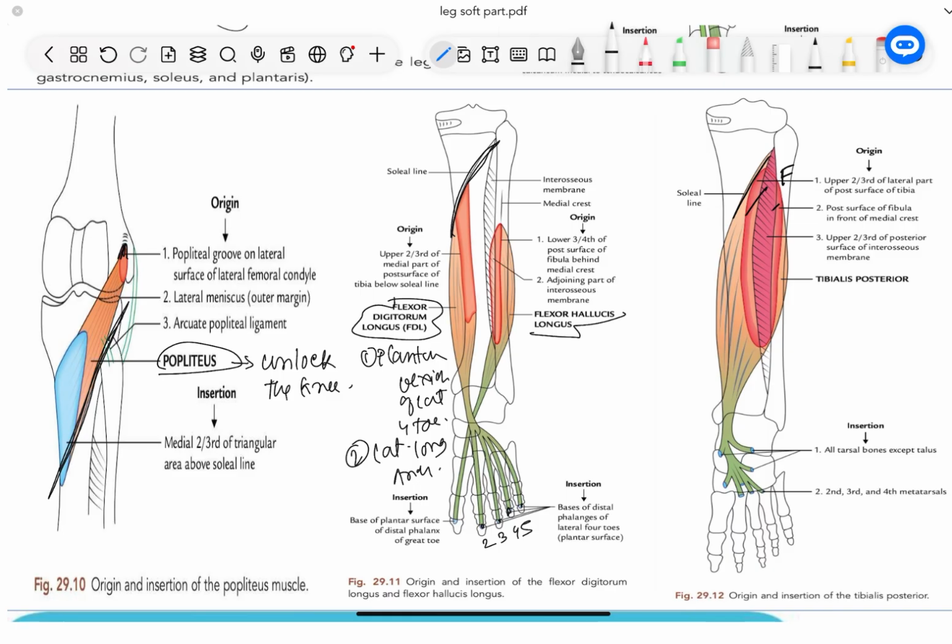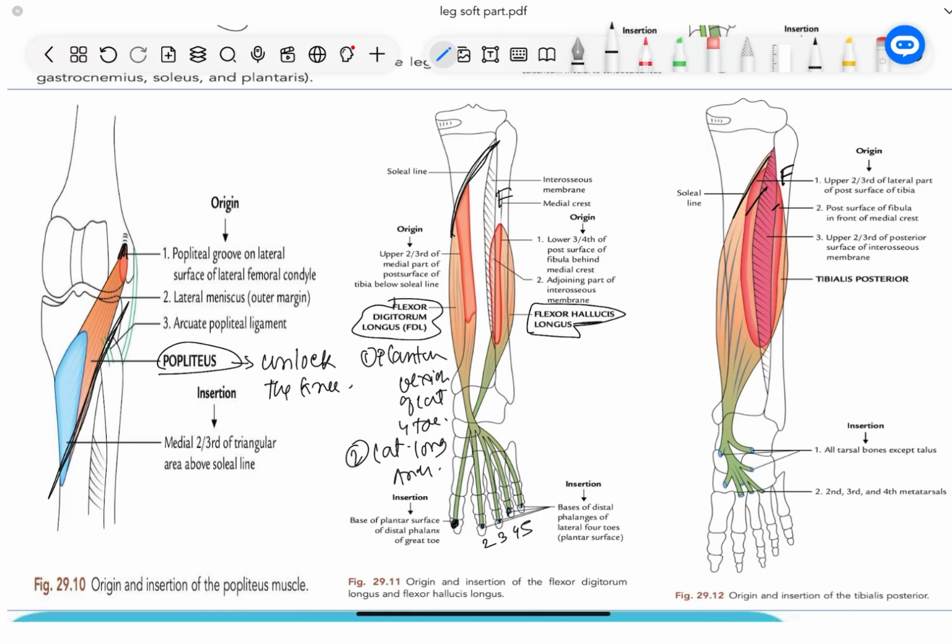Come for flexor hallucis longus. Flexor hallucis longus arises from the lower 3/4 of the posterior surface of the shaft of the fibula and adjacent interosseous membrane. Where is it inserted? It is inserted into the base of the distal phalanx of the great toe. As it is hallux, it will be inserted into the great toe. So from the lateral side it starts, crosses the midline and comes to the great toe for insertion.